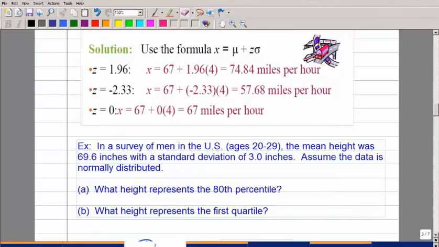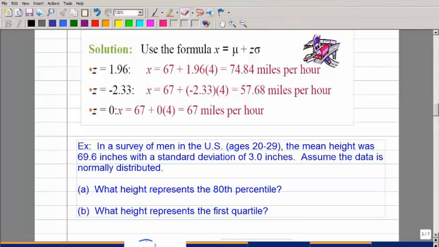All right. So let's look at this example. In a survey of men in the U.S. ages 20 to 29, the mean height was 69.6 inches with a standard deviation of 3.0 inches. Assume the data is normally distributed. What height represents the 80th percentile?